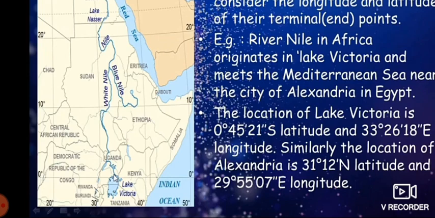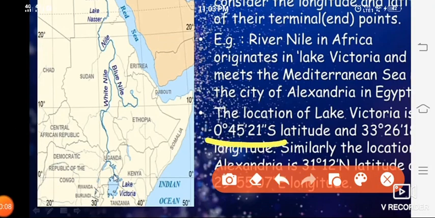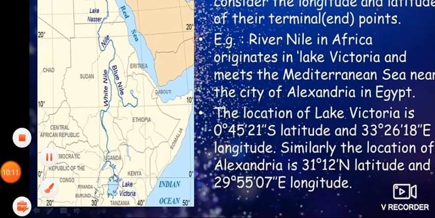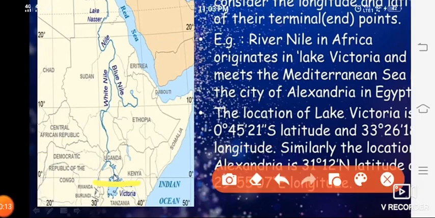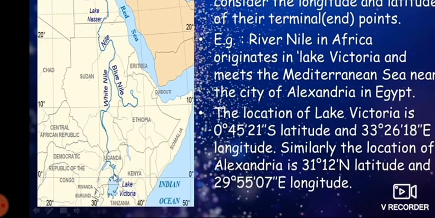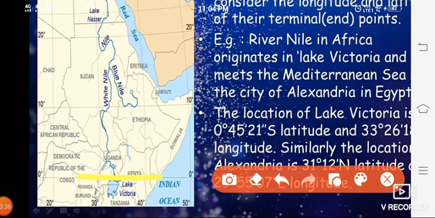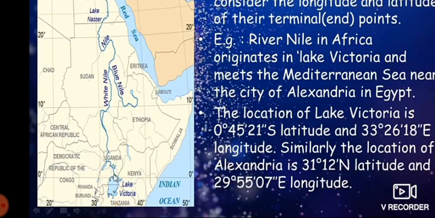Now why did I take it as south? I had told you it is the northern part, but can you see it is starting a little below 0 degree? So it has come south there, but next it will come north. First, it's Lake Victoria, you understood? It is starting at 0 degrees 45 minutes 21 seconds south latitude and 33 degrees 26 minutes 18 seconds east longitude. So in this way the extent is written. The origin we have written. Now we'll see the end point.